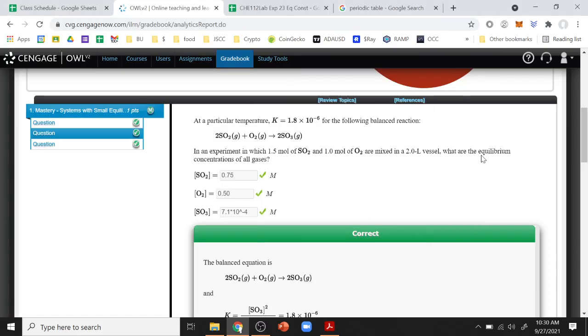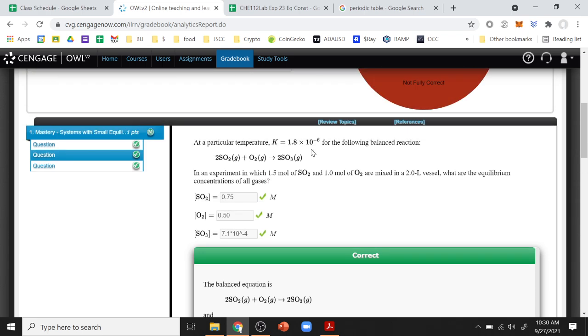Okay, so at a particular temperature, K equals this value right here for the following balanced reaction. We have a reaction. So in an experiment in which 1.5 moles of SO2 and 1 mole of O2 are mixed in a 2-liter vessel, what are the equilibrium concentrations of all gases?